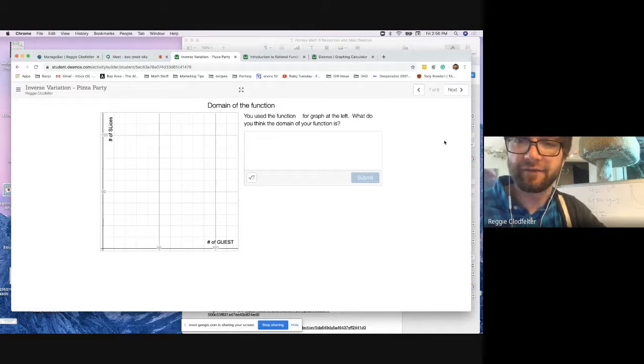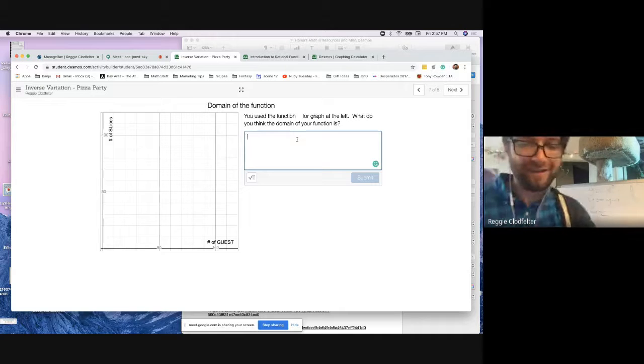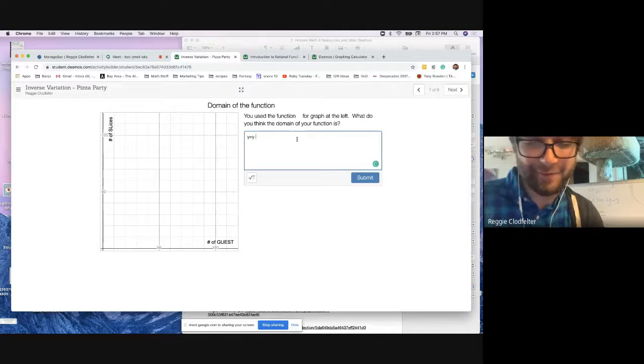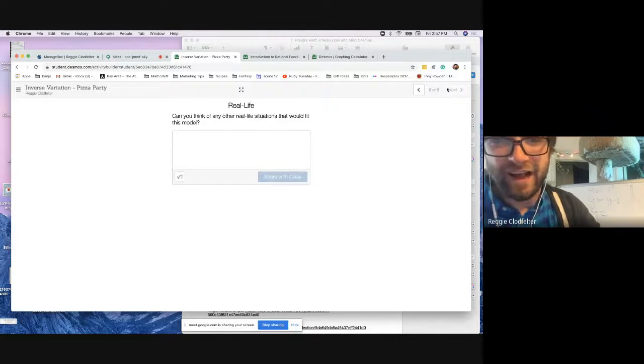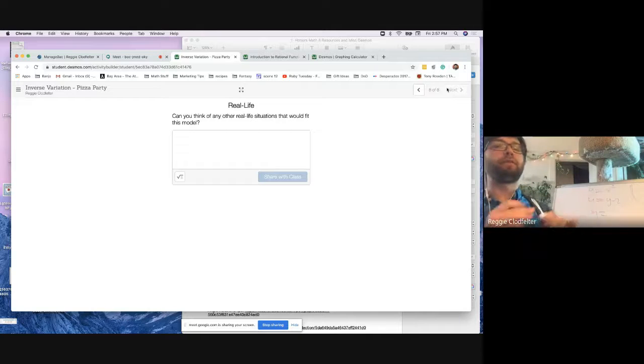Let's go to slide 7. Oh, we didn't come up with one. We had y equals y minus 2, so it's not going to show us one. Okay. Can you guys think of any other real life situations that would fit this model and create a graph that looks like this, that can never be 0?